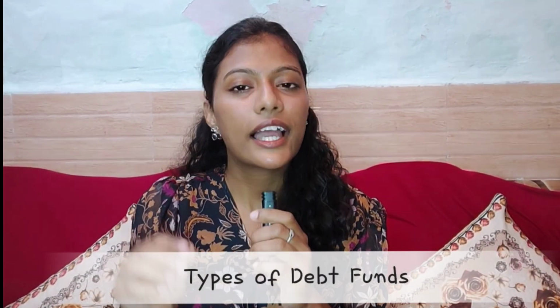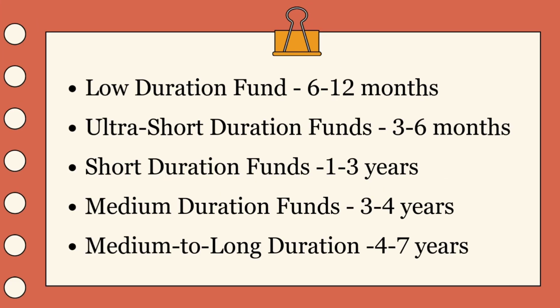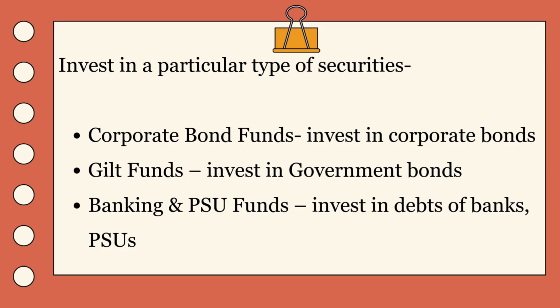There are different types of debt mutual funds based on the duration and the types of securities they invest in. Like overnight and liquid funds invest in securities with maturity of 1 day and 91 days, and therefore they are highly liquid and best for short-term investment goals like maintaining emergency funds. Other types as mentioned here are based on maturity of the securities they hold. Like low duration funds invest in securities maturing within 6 to 12 months, and other types of funds invest in a particular type of security. Like corporate bond funds invest in corporate bonds, and Gilt funds invest in government bonds. Banking and PSU funds invest in debts of banks and PSUs.